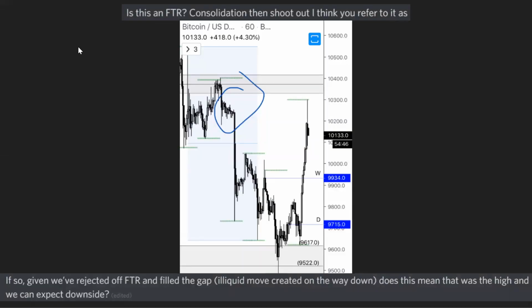So this is Bitcoin. Is this an FTR? Circled in blue. Consolidation, then shootout. If so, given we rejected off the FTR and filled the gap in here, this illiquid move created on the way down, does this mean that was the high over here and we can expect downside?